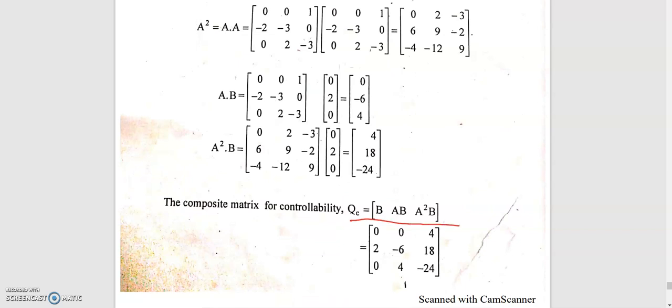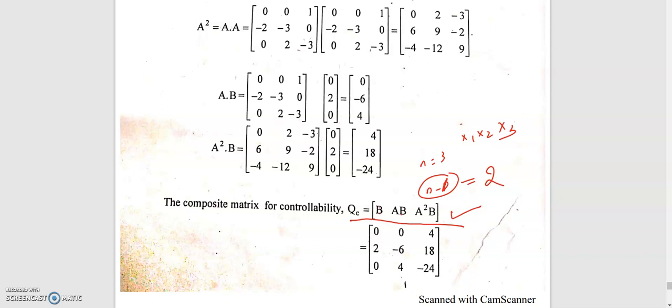To check the controllability using the Kalman test, first form the matrix B, AB, etc., up to A raised to n minus 1 into B. Here n equals 3, since I have x1, x2, x3, three state variables. So n minus 1 is 2. So I have the matrix B, AB, A squared B. First form this matrix.